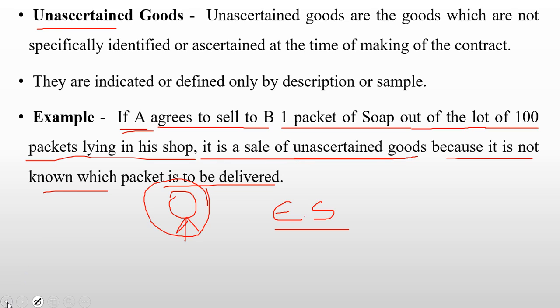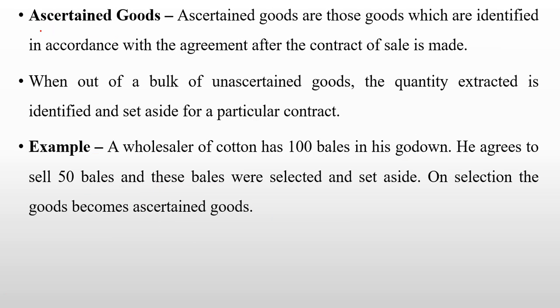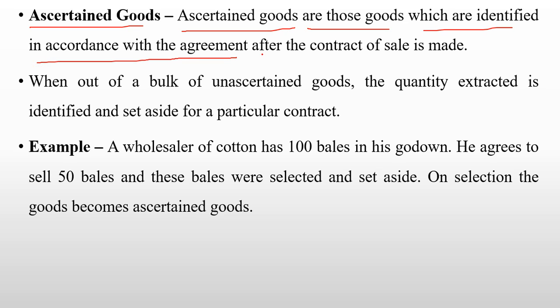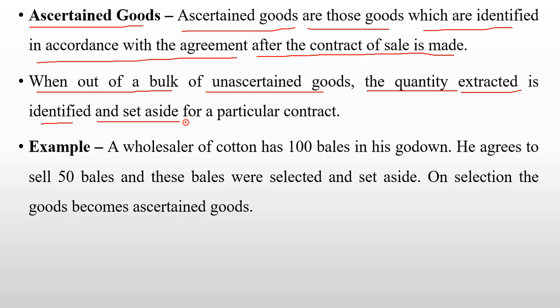Now we'll go to the next goods, that is certain goods. What are certain goods? Certain goods are those goods which are identified in accordance with the agreement after the contract of sale is made. When out of a bulk of goods, the quantity extracted is identified and set aside for a particular contract.